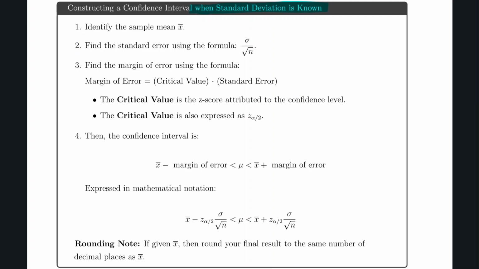Step 2, find what we call the standard error using the formula sigma, our standard deviation, divided by the square root of n, where n is the number of items in the sample. So we just write down that reminder if needed. Step 3, find the margin of error. Now the margin of error formula is what's called the critical value times what we just found, the standard error. Now what is this critical value? The critical value is the z-score attributed to the confidence level. The critical value might also be expressed symbolically as this z subscript alpha over 2.